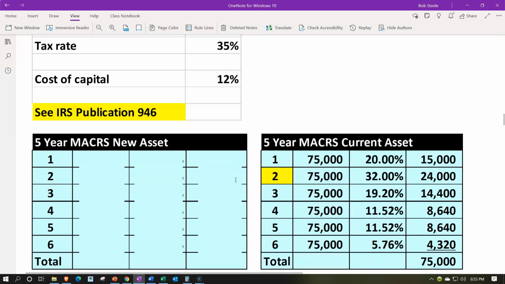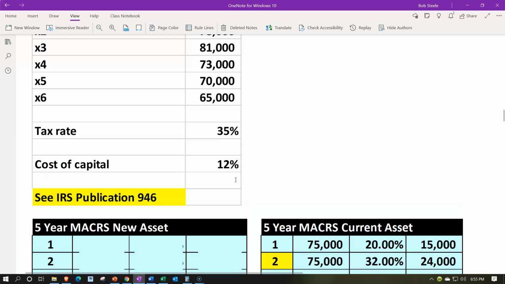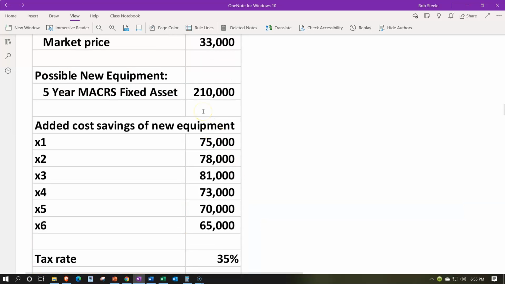So then we can go on down and say, well, now let's think about the taxes on the new equipment. If I put this new equipment on the books, then it's going to have its own depreciation.